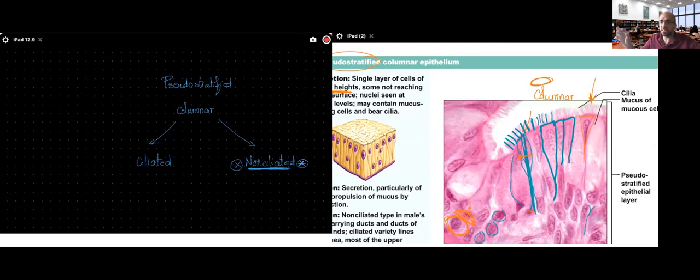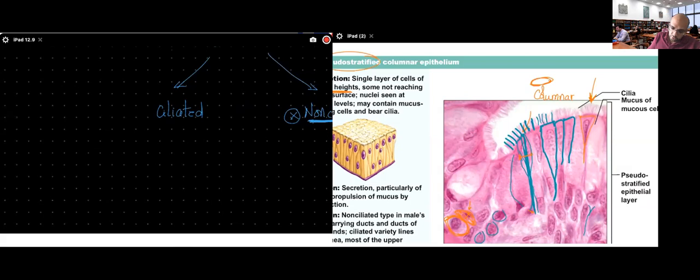So we can't see it all over the body. It's just located in the male sperm carrying duct. I'm sorry. All right, how about the ciliated type? The ciliated type is the one that will be lining the trachea.